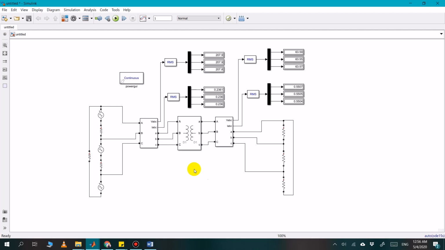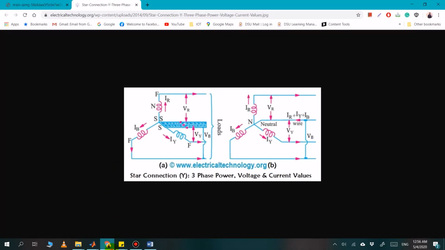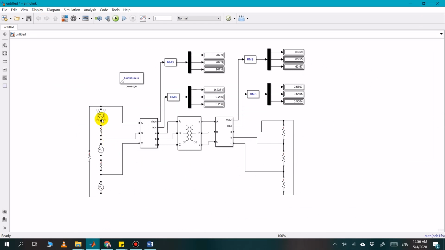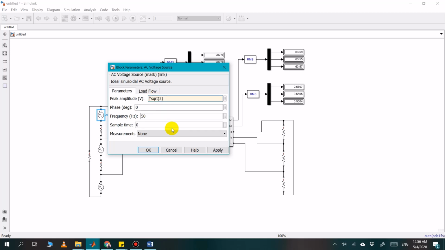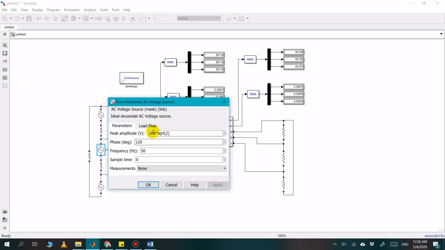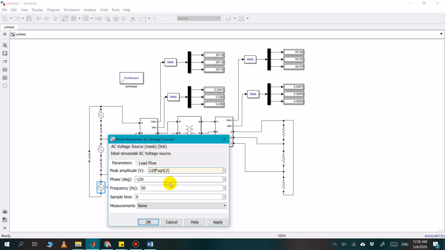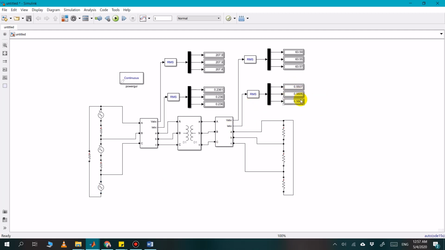So the only option is that you can either divide it by root 3 because we have this formula here. So if you want the phase current, you have to divide the line current by root 3, or you can do another thing. You can provide it the phase voltage and measure the current. So now this is the line current, and now we will get the phase current. As you can see, the phase current is smaller than the line current. So in delta configuration, we get two different currents. We get line current and phase current.